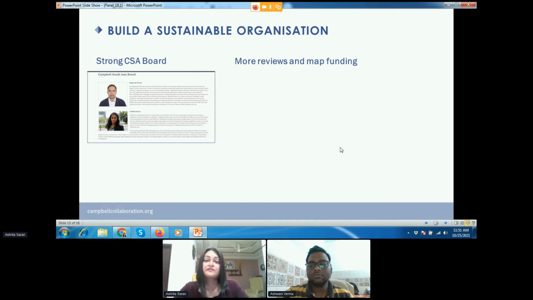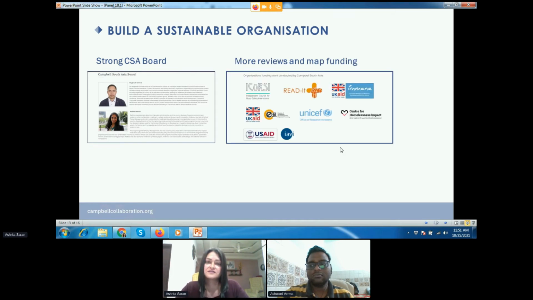The second is to have more reviews and map funding, of course, to have a sustainable organization. And currently we have a number of partners and funders who have funded the ongoing Campbell evidence and gap maps, some of which are published already, some of which are currently under production.